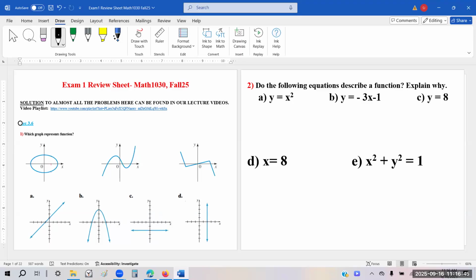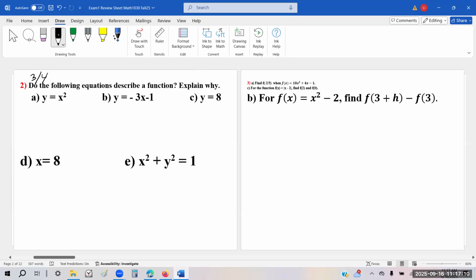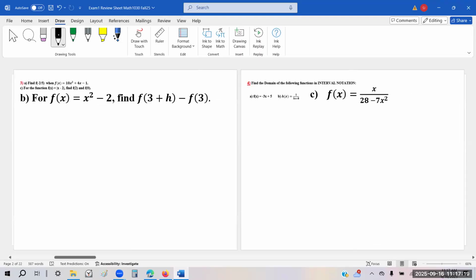Okay, so I'll ask you a few of these, around 4 or 5. Identify whether the graphs are functions or not. And then I'll give you 3 to 4. Identify whether these equations are functions or not. Then from here, I'll give you this type of difference question. And then from domain, there will be 2 domain questions. One is with rational and one is with square root.